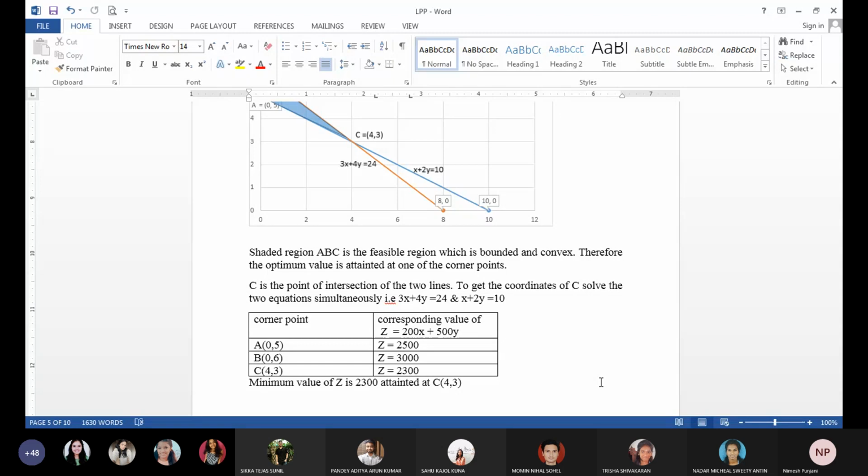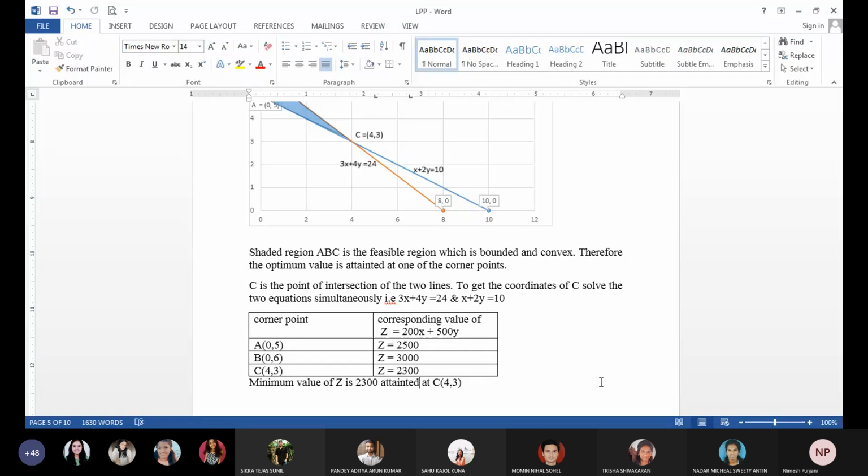Get the feasible region, check whether it's a convex region, then find the value of the objective function at the corner points of the feasible region. So what is the important thing? Getting the feasible region is important, because if you get the wrong feasible region, your corner points will be wrong and your answer will be wrong.